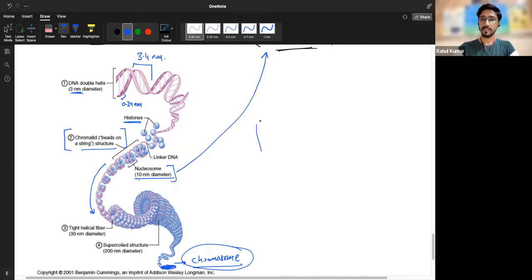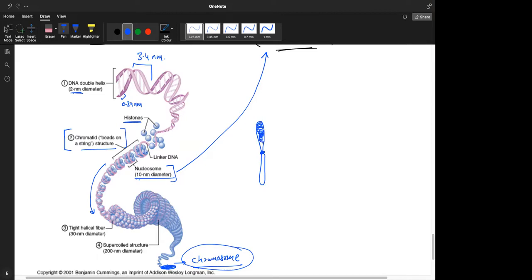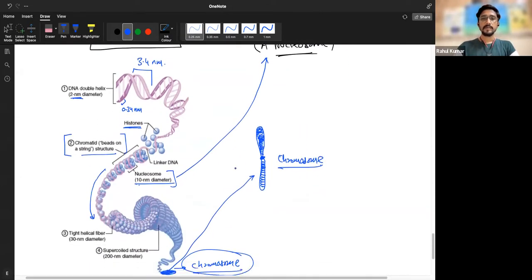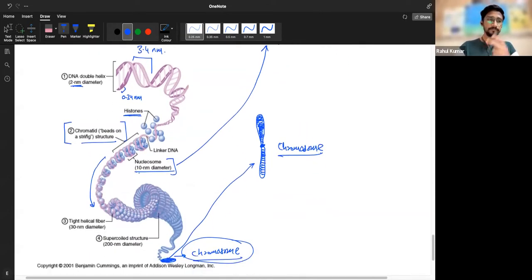So this one thing that I showed you in the last picture, can you now imagine how much DNA is present here in supercoiled form? It's called a chromosome. Is this clear, everyone?